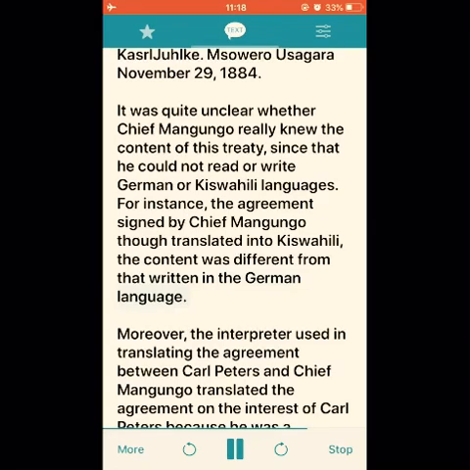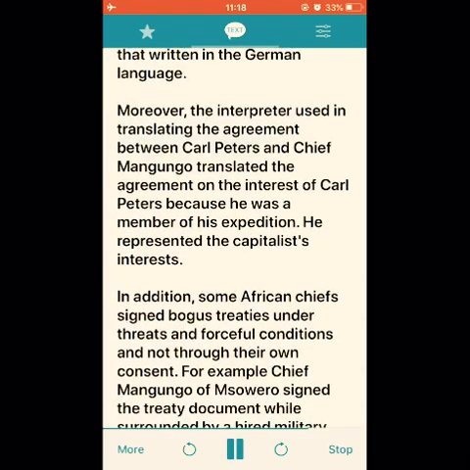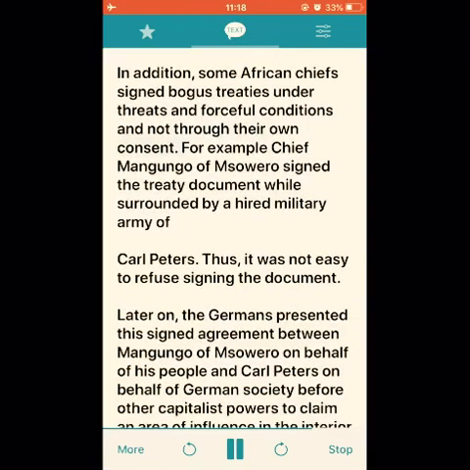the German language. Moreover, the interpreter used in translating the agreement between Karl Peters and Chief Mangungo translated it in the interest of Karl Peters because he was a member of his expedition. He represented the capitalists' interests. In addition, some African chiefs signed bogus treaties under threats and forceful conditions and not through their own consent. For example, Chief Mangungo of Mzawero signed the treaty document while surrounded by a hired military army of Karl Peters. Thus, it was not easy to refuse signing the document.